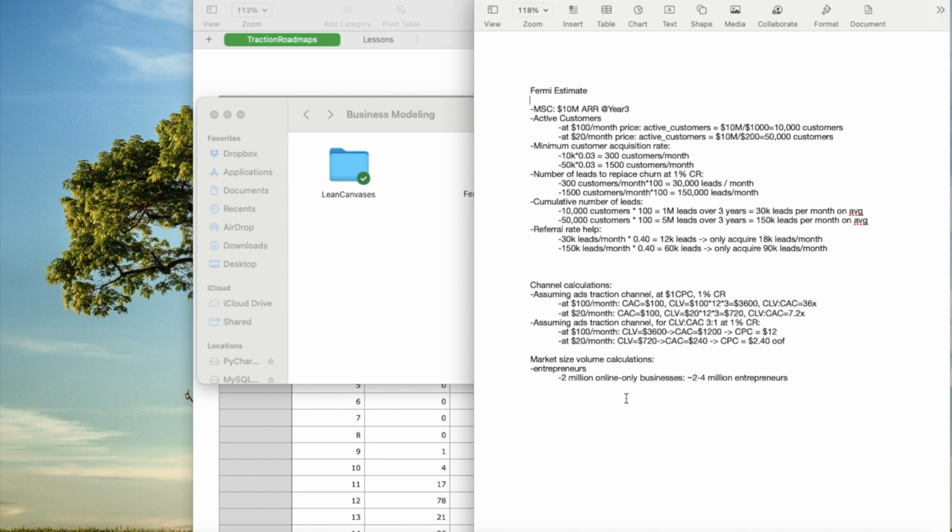Okay, so that's the Fermi estimate, whether the business is viable on paper. Looks like it should be. I could have been a little more precise with this, and maybe a little more precise with this.